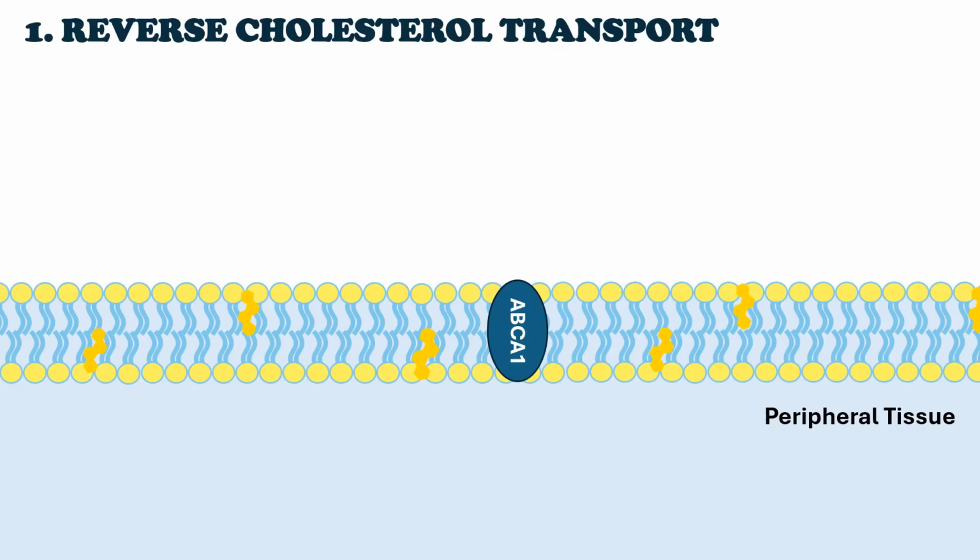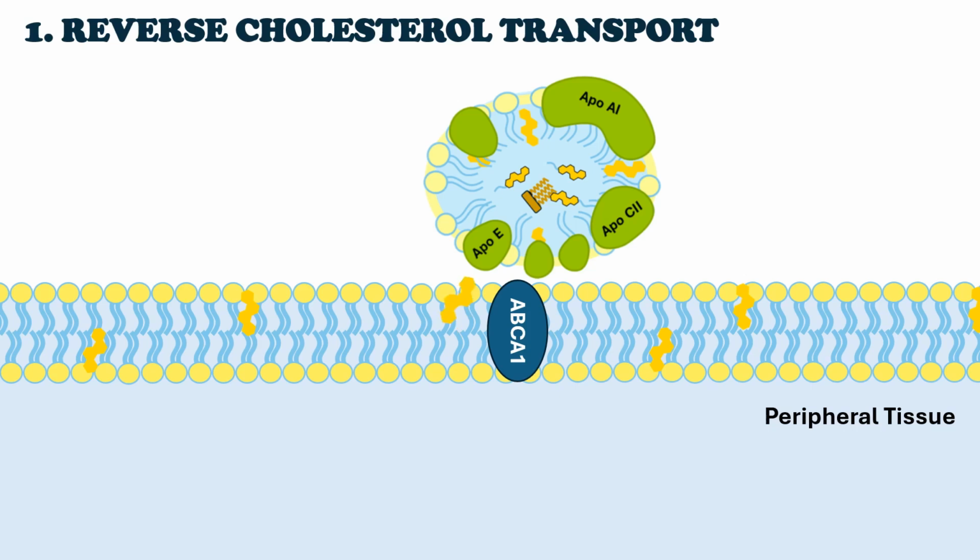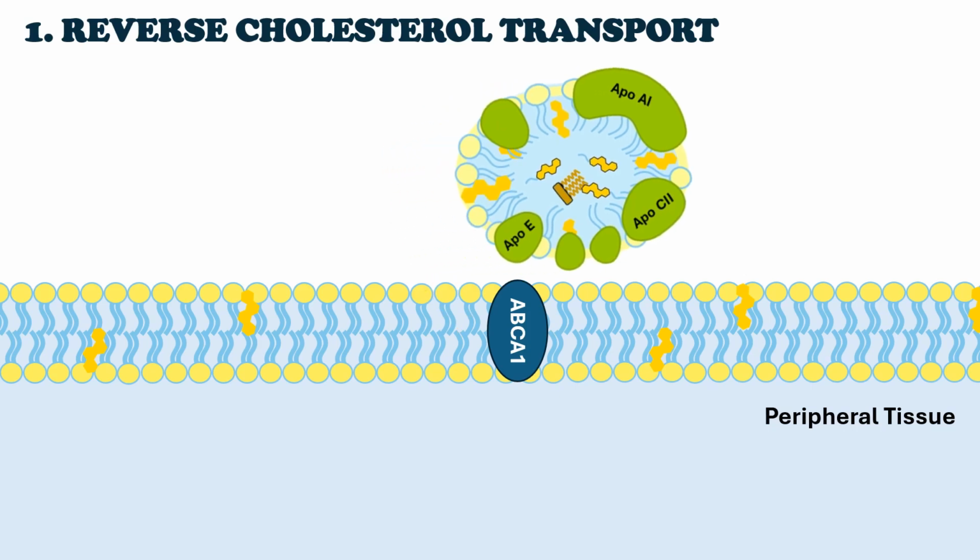In the plasma membrane, cholesterol is not always found on the outer leaflet. The transporter ABCA1, however, can grab a cholesterol and transfer it to the outer leaflet of the phospholipid bilayer. This cholesterol is then picked up by the nascent HDL.